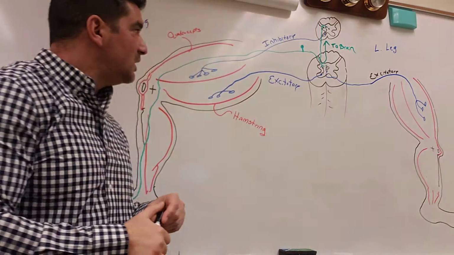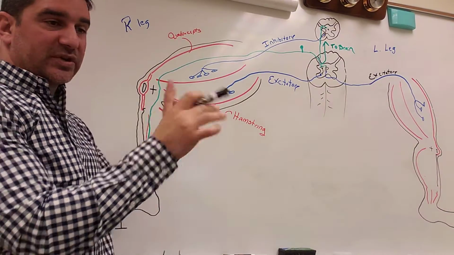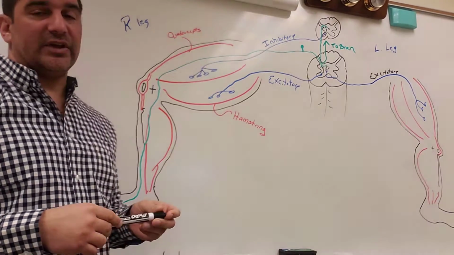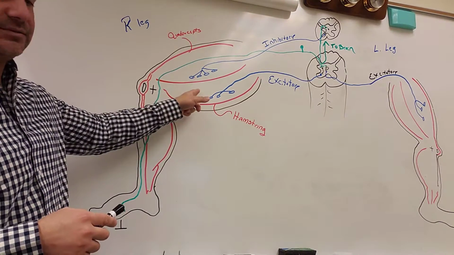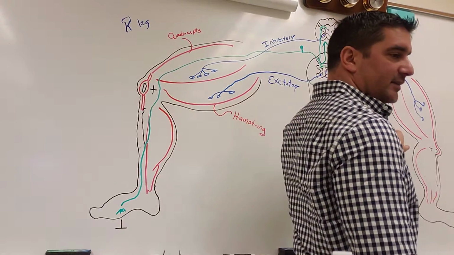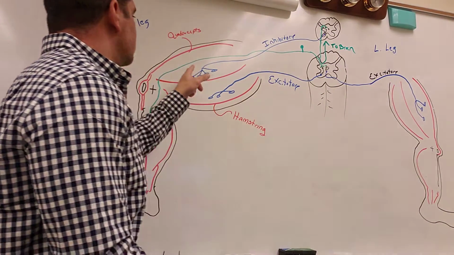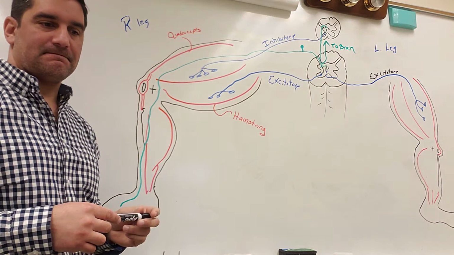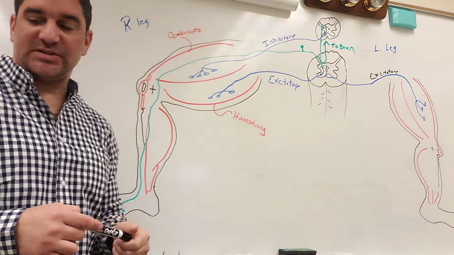Okay? So this puts it all together. This one is withdrawal reflex with cross extensor reflex and also reciprocal innervation. Okay? Any questions about that?